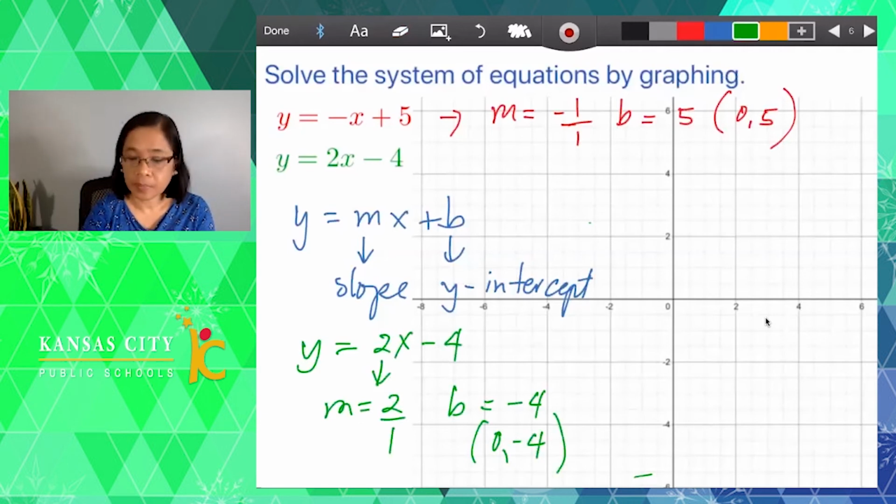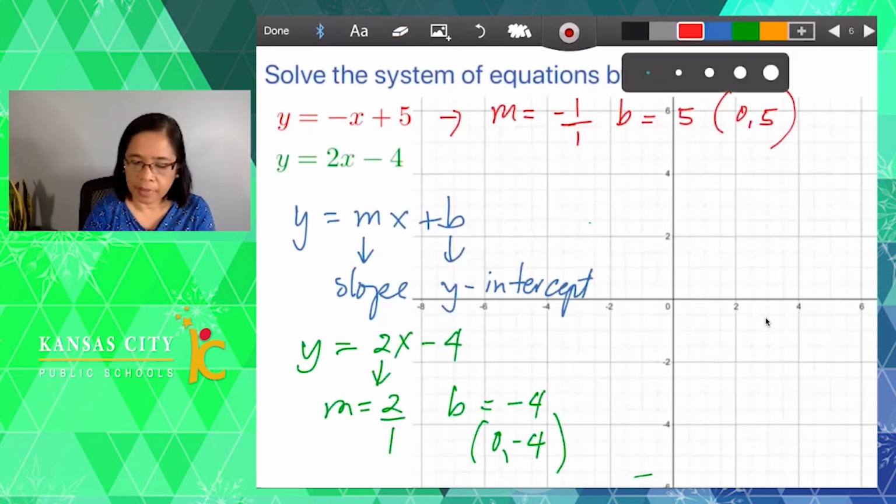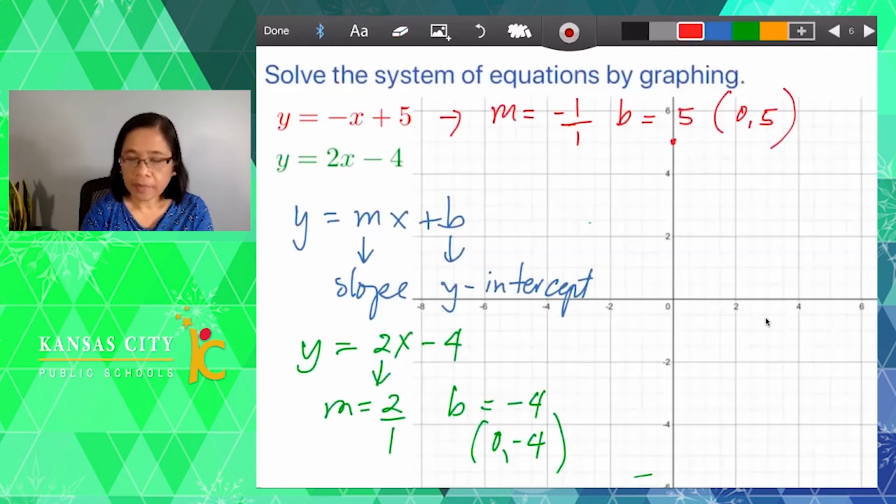Then let's plot these points. You always start with the y-intercept. Let's look at the red line. The point (0, 5), 0 for x and 5 for y. The slope -1 could be interpreted as you move 1 unit down and 1 to the right. 1 unit down, 1 to the right, 1 unit down, 1 to the right. If we plot these points and connect them, they are on the line y equals -x plus 5.